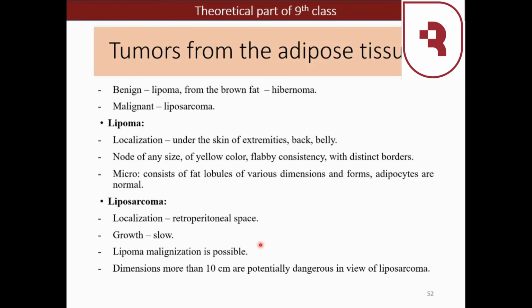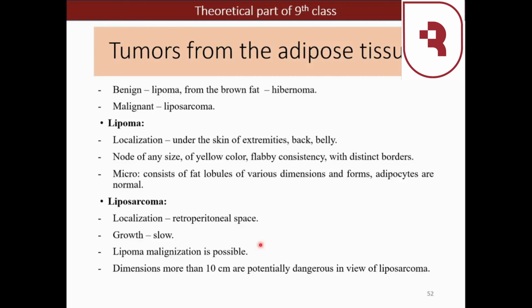The malignant type of tumor from adipose tissue will be liposarcoma. Localization of lipoma is under the skin of extremities, back, belly, so it could be localized anywhere.